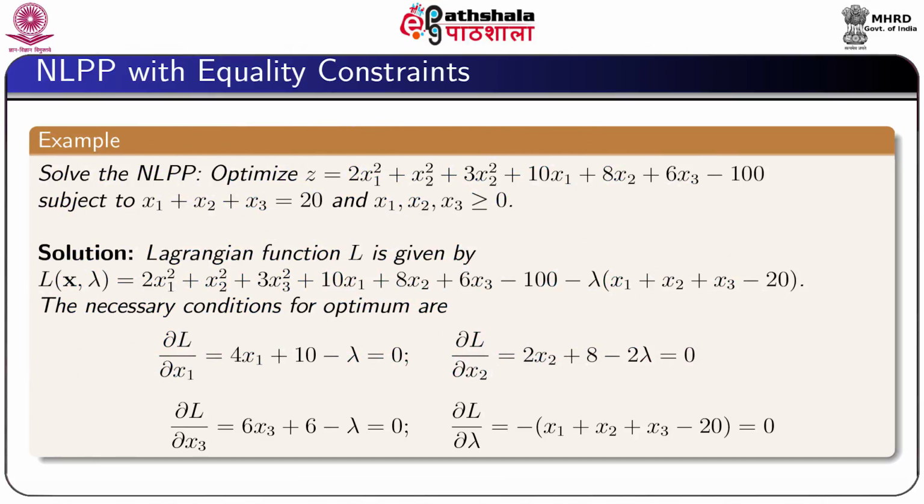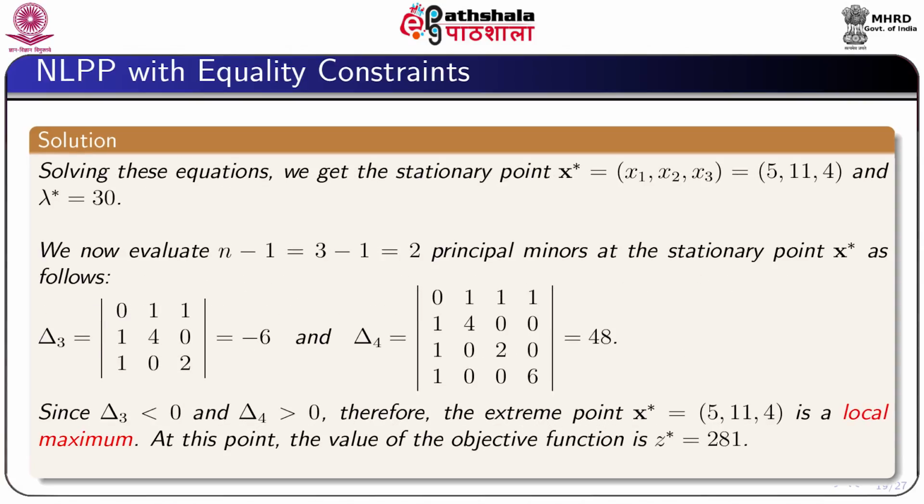And obviously, the necessary conditions for optimum will be del L del x1 equal to 0, del L del x2 equal to 0, del L del x3 equal to 0 and del L del lambda equal to 0. Solving these 4 simultaneous equations, we get the stationary point x star, (x1, x2, x3), equal to (5, 11, 4), and also we find lambda is equal to 30.